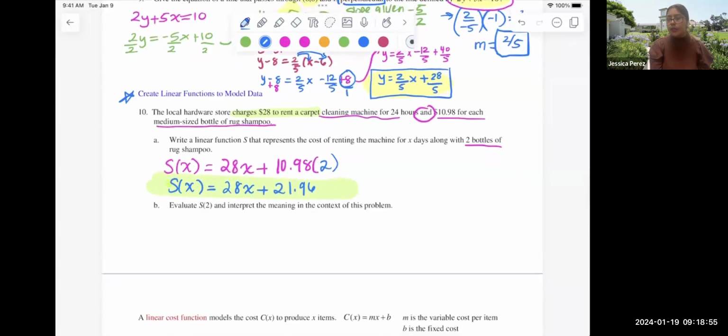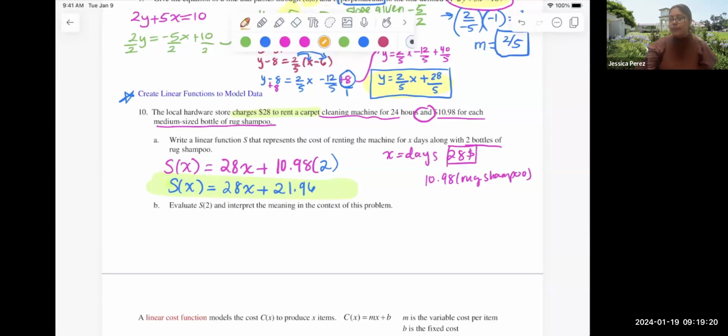Any questions on how I went ahead and created this linear function? Again, we knew that x represented the days and it said $28 per day. So it's 28x. And then there's $10.98 per bottle of rug shampoo, and we had 2 of those. So that's why it's 10.98 times 2.